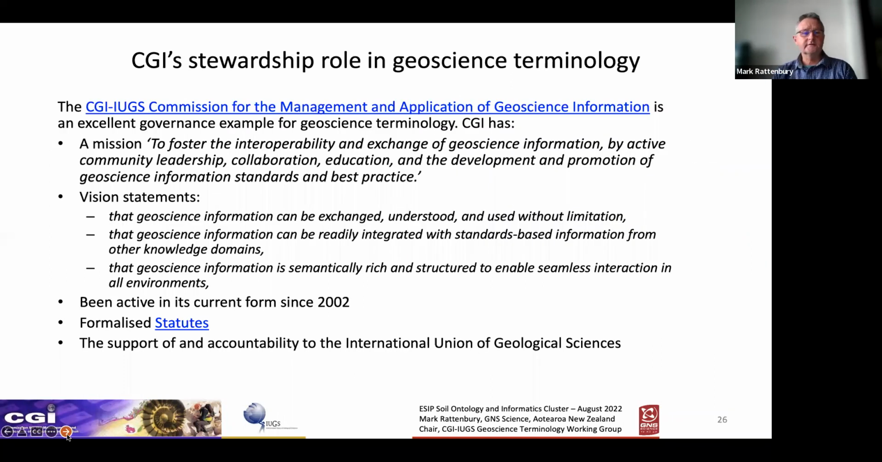So CGI, we're a commission under the International Union for Geological Sciences. We've got a mandate to foster the interoperability and exchange of geoscience information. We've been active as a group for 20 years. We've got formalized statutes, but I guess the key thing is that we are aligned to the International Union, which is an international body of some status, if you like, and because of that link, it's giving CGI that level of credibility to work in the standard space.